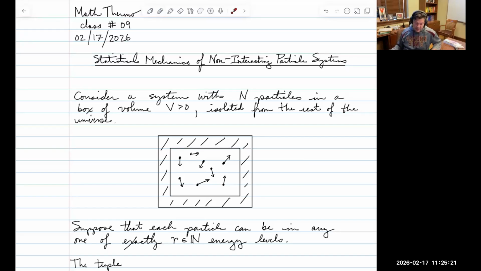To make life very easy for ourselves, we're going to assume that the particle systems are non-interacting. This simply means that the potential energy of attraction between two particles can be neglected. Particles can collide elastically and exchange energy in that way, but we'll assume that these particles are non-interacting in the sense that there's no potential energy between two particles. This makes the counting of states relatively easy for our case.